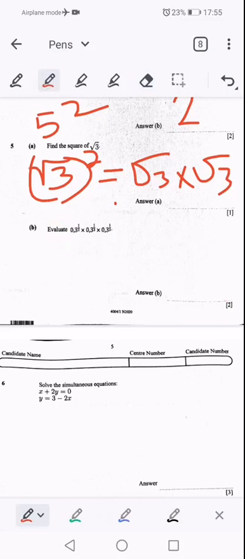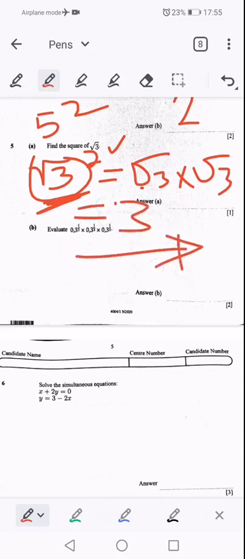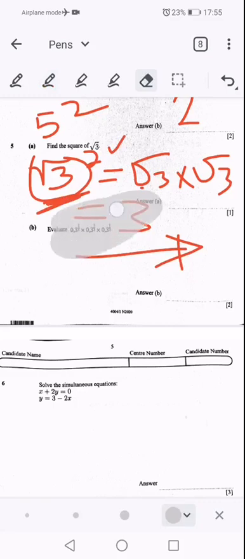Then I'm going to write root 3 times root 3, because this is the meaning or the interpretation of root 3 squared. It means root 3 times root 3. Root 3 multiplied by power 2. The same applies if I say x to the power of 5. It means x times x times x times x times x, five times. And this root 3 to the power of 2 means root 3 times root 3, which is 3 according to the law of surds. Right? So 3 is our final answer.